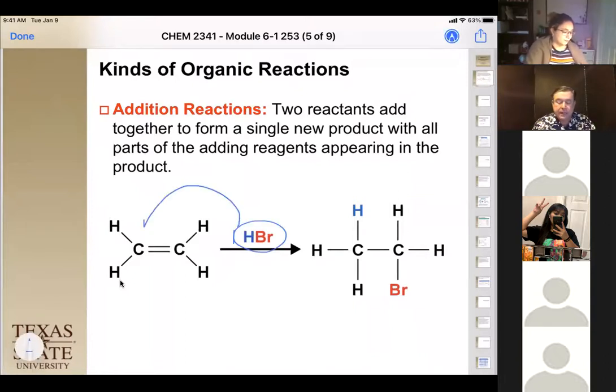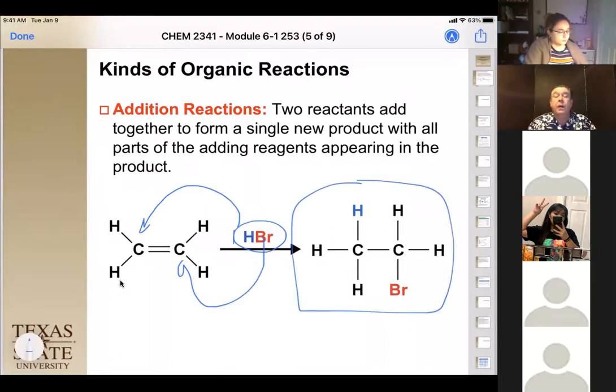What's going to happen is the H is going to go one side, the Br is going to go on the other to recreate our alkyl halide. Notice the hybridization changed again. We went from an sp2 hybridized carbon with a double bond to only having sp3 hybridized carbons. So with that change in hybridization comes a change in shape. So don't forget that.